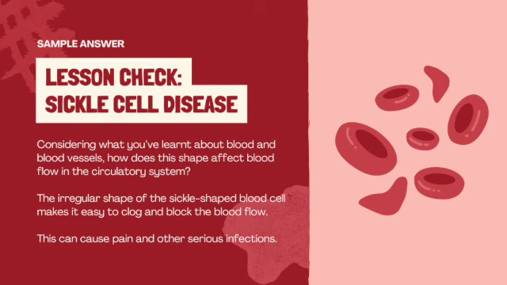Sample answer. The irregular shape of the sickle-shaped blood cell makes it easy to clog and block the blood flow. This can cause pain and other serious infections.